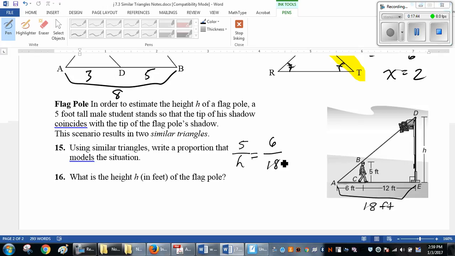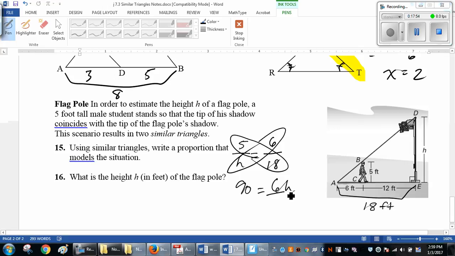Now all we have to do is cross multiply and solve. So 5 times 18 is going to give us 90 equals 6 times h. And all we have to do is divide by 6 to solve. And that gives us our flagpole's height is 15 feet.